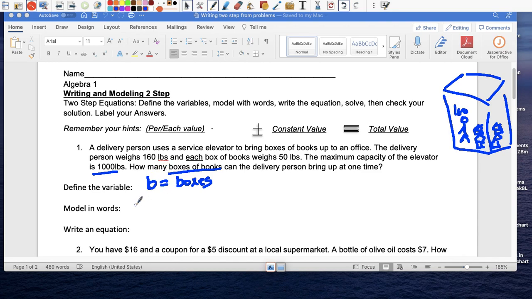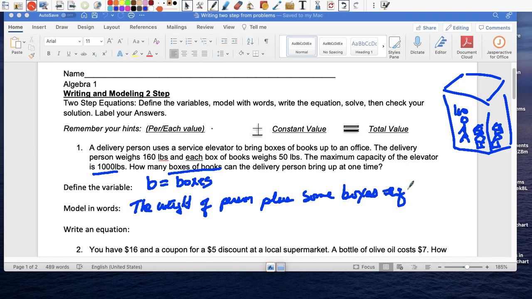So it's going to be the weight of the person, right, plus some boxes. And that all has to equal 1,000 pounds. Not more, not less. Well, as close as possible to 1,000. So the weight of the person is 160.